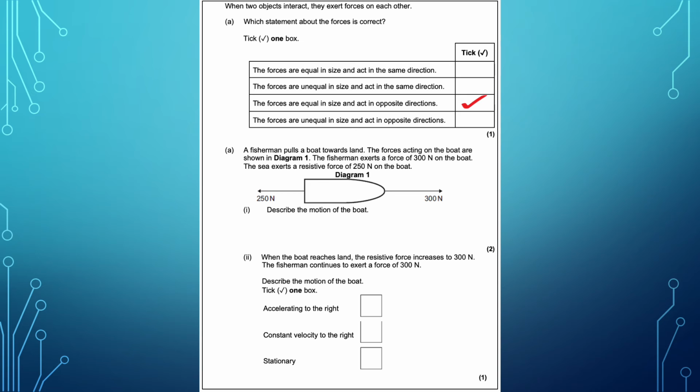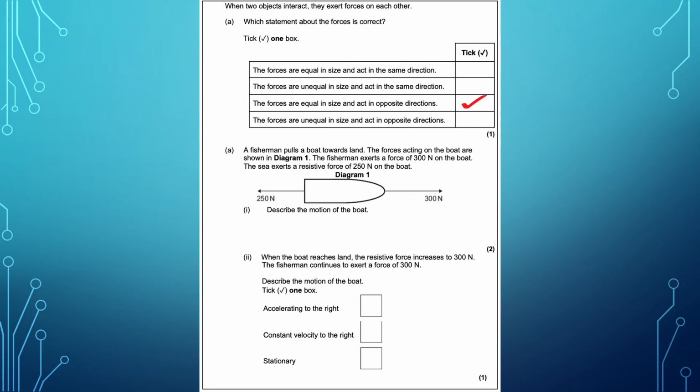Okay, so here's the problem about the fisherman. A fisherman pulls a boat towards the land, and the forces acting on the boat are shown in diagram 1. The fisherman exerts a force of 300 newtons on the boat, and the sea exerts a resistive force of 250 newtons on the boat. Describe the motion of the boat.